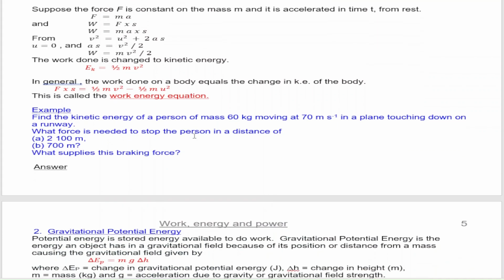In general, the work done on a body equals the change in the kinetic energy of the body, which we call the work energy equation. Half mv squared minus half mu squared is equal to the work that is done.